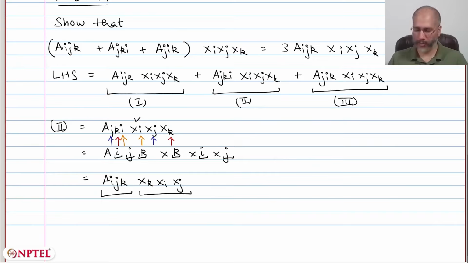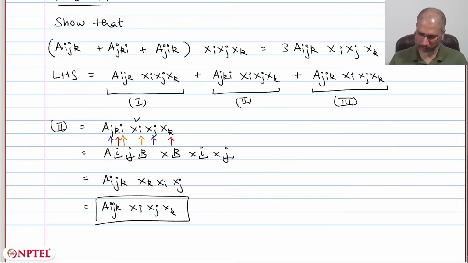But that doesn't matter because, when you expand these, xk, xi and xj are simply scalar components. So they can be moved around in any order. It does not change the value of the expression as such. So we can easily write this as aijk. I move the xi first, the xj second and the xk third. So this is exactly equal to what we have in the right hand side here.